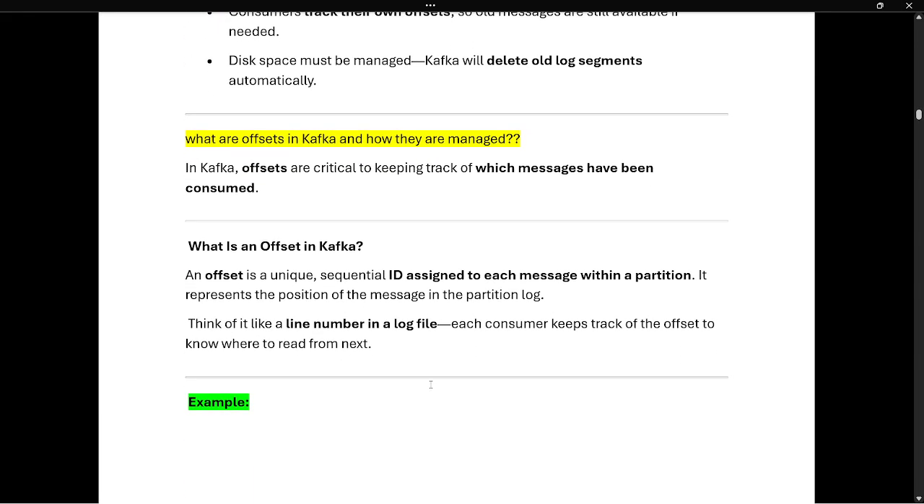Now we'll see the next question. What are offsets in Kafka and how are they managed? In Kafka, offsets are critical to keeping track of which messages have been consumed. We understand that a topic is stored on the broker, and the topic is divided into multiple partitions. Under each partition, we have an ID number assigned to each particular message within the partition.